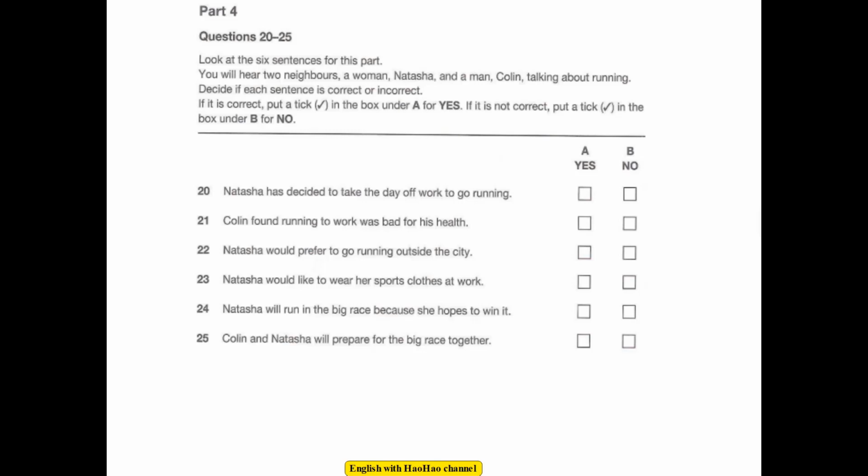Hi, Natasha. See, you're going out for a run. You're lucky you don't have to go to work today. Oh, hello, Colin. I am going to the office, but I've started running to work instead of taking the bus. It means I can keep fit and save some money. Oh, I tried running to work for a while, but I didn't like breathing in all the traffic pollution, and I kept getting coughs. I soon went back to using public transport.